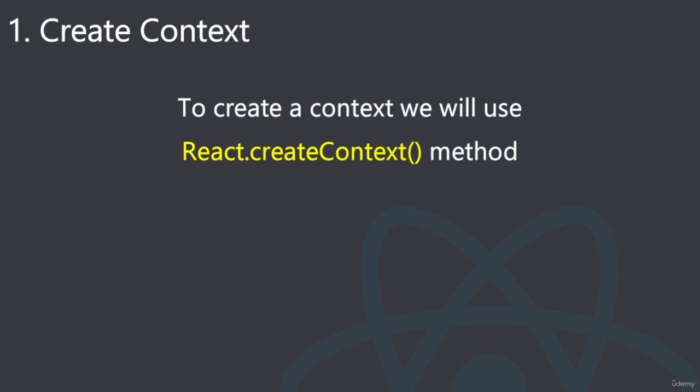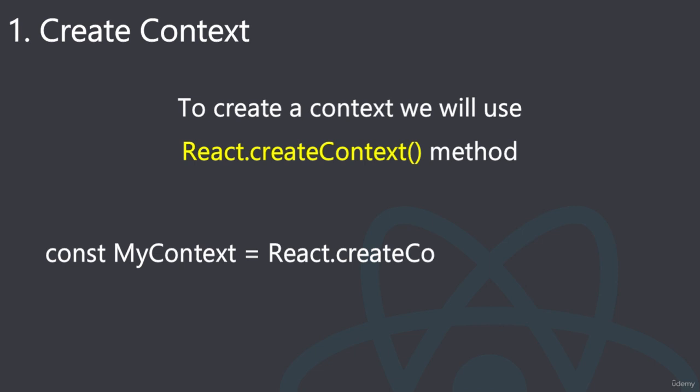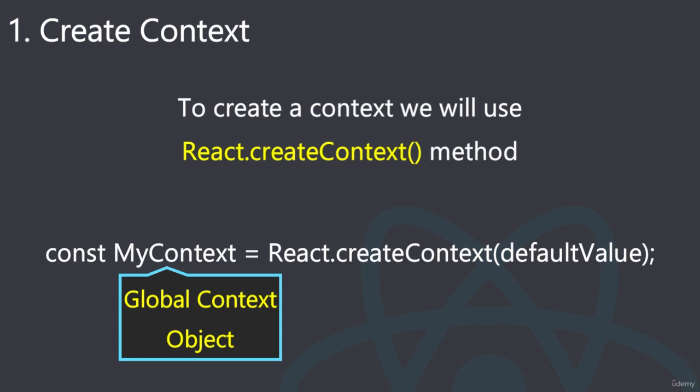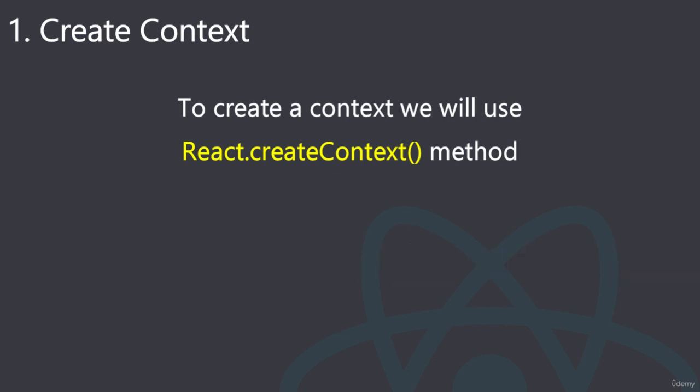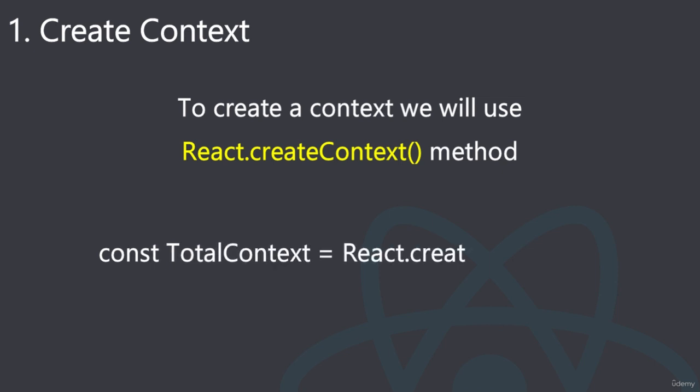To create a context, we will use the React.createContext method. Here is the syntax, as per the official documentation. I'll say const myContext is equal to React.createContext. In the brackets, you can specify the default value. So myContext here becomes the global context object. In our case, it will be, for example, totalContext. So I'll say const totalContext is equal to React.createContext, and I want the total to be 0 by default. So I'll pass 0 here.